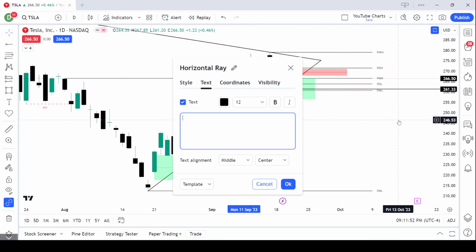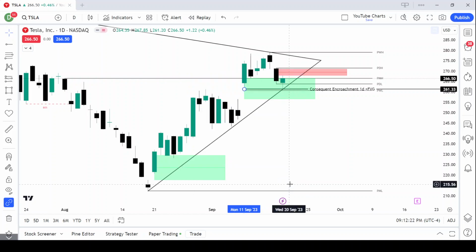If you double click on your horizontal ray or your horizontal line, you can annotate the level itself. And I'm going to call this consequent encroachment of bullish or plus fair value gap. I like to add the time frame on there as well so that I can remember where that consequent encroachment came, because that fair value gap is going to disappear when I drop into other lower time frame charts.